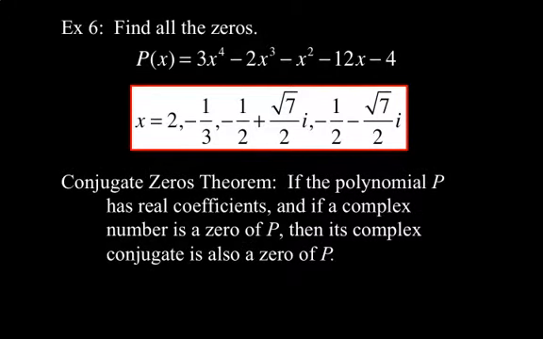Okay, the conjugate zeros theorem is another important one for us, and it says that if a polynomial p has real coefficients and if a complex number is a zero of p, then its complex conjugate is also a zero of p. And we've talked about conjugates before. If you look up at this answer right here, negative 1/2 plus square root of 7 over 2 times i, and negative 1/2 minus square root of 7 over 2 times i. Those numbers, if you remember, are called conjugates because the numbers are identical except for this sign and this sign have just been switched. In one it's a positive and in one it's a negative.